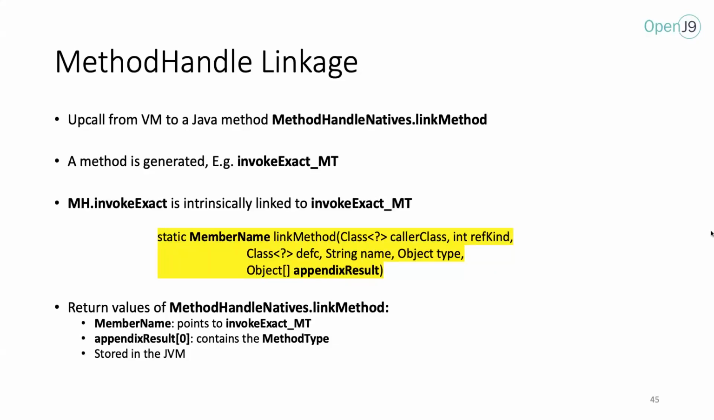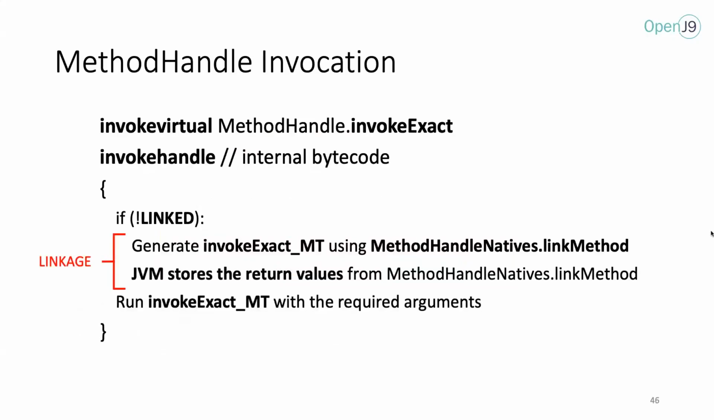When we generate this method through MethodHandleNatives.linkMethod, two things will also be returned. The first thing is a member name, which will point to the invokeExact_MT method, and then there's going to be something called appendix result, which will contain the method type instance. This thing needs to be appended onto the stack before invoking invokeExact_MT, and these two values returned by link method are stored in the JVM. So here is an overview of linkage with invocation.